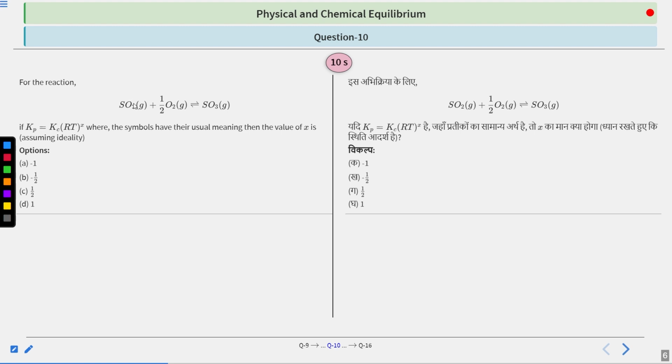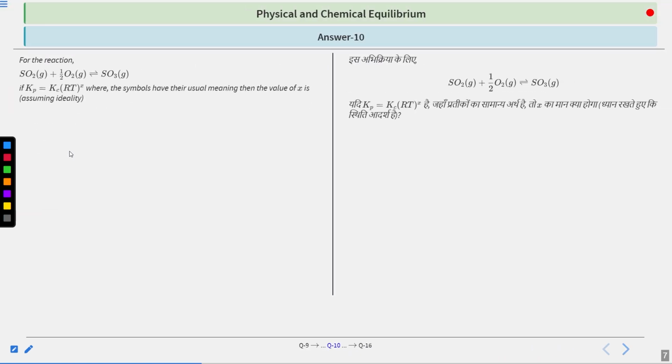Next question, for the reaction SO2 reacting with half O2 gaseous giving us SO3 gaseous, if Kp is equal to Kc RT raised to the power x, where the symbols have their usual meanings, then the value of x is, assuming ideality, options are A minus 1, B minus 1 by 2, C 1 by 2 and D 1. So your time to solve this question starts now. Your time is up.